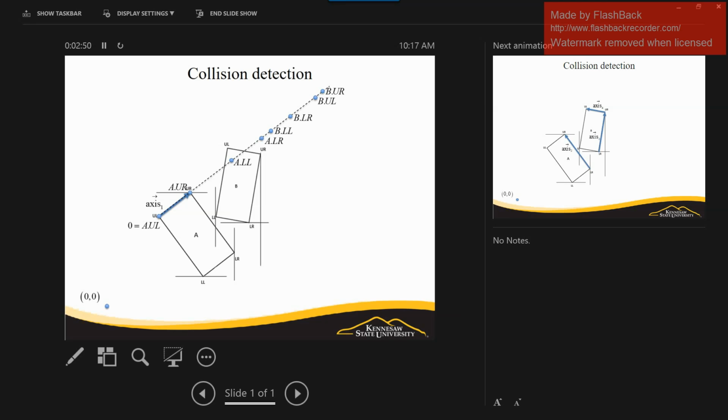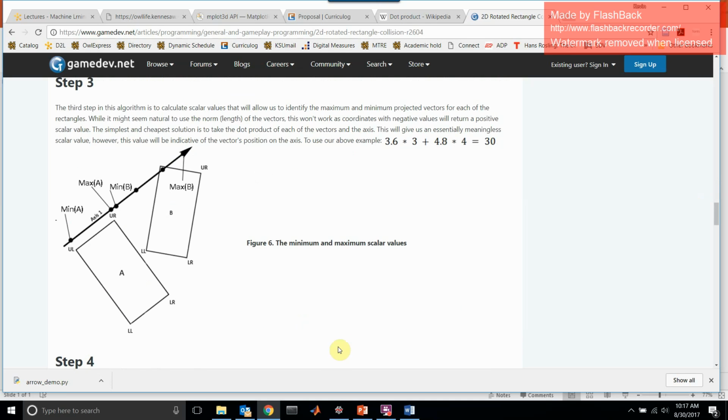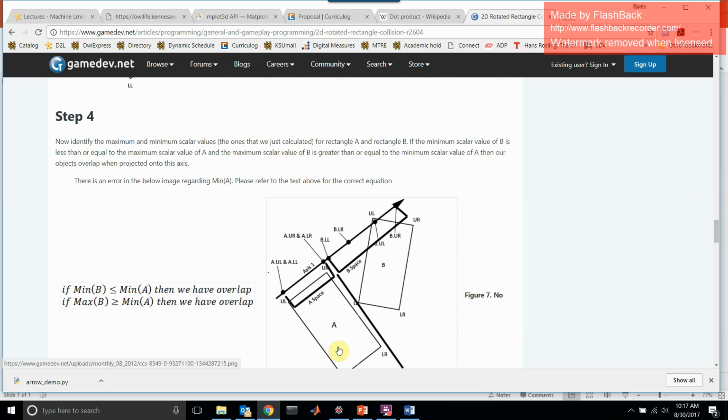Sorry about that. I did this real quick this morning. So A.UR, you'll have to do the projection because it should fall in that same place. Okay? Now, once you have them here, then you're done with step 3. You need to go to step 4.